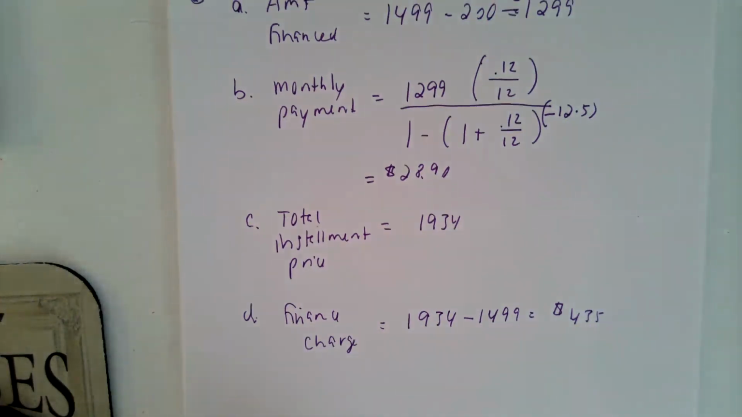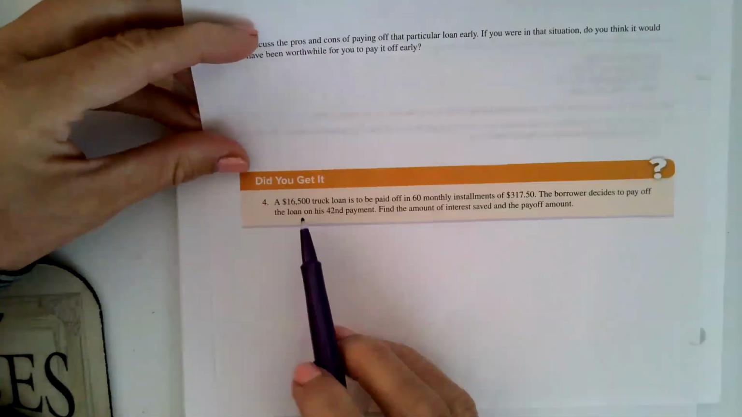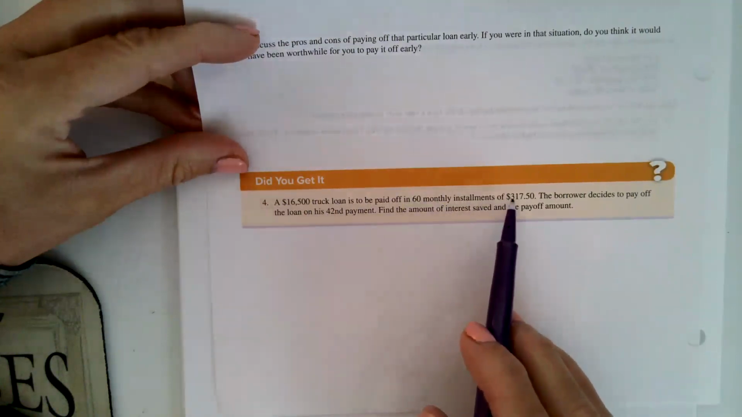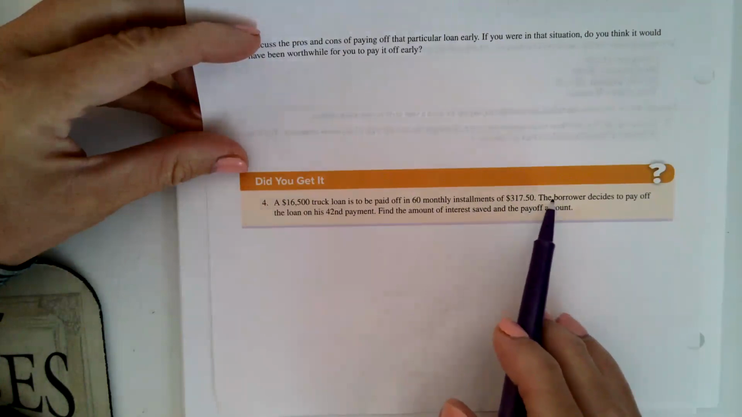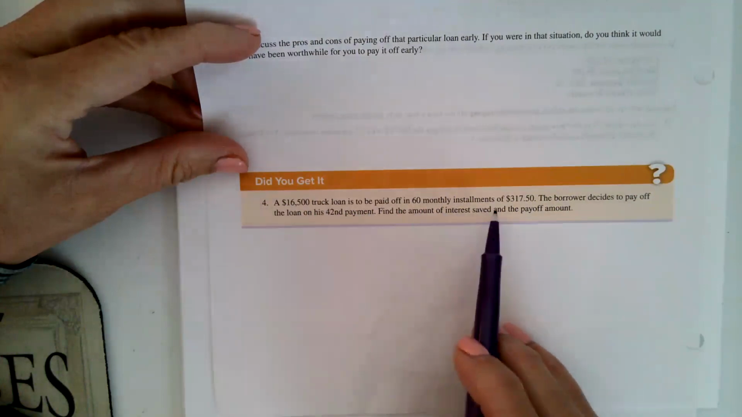Okay, we are skipping Did You Get It number 3 because we do not work on calculating APR in this course. And so we're skipping to the unearned interest. Did You Get It number 4? It says a $16,500 truck loan is to be paid off in 60 monthly installments of $317.50. The borrower decides to pay off the loan on his 42nd payment. Find the amount of interest paid, saved, and the payoff amount.